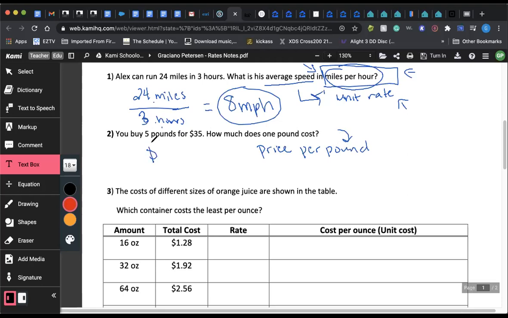So that means I need to do 35 divided by 5 pounds. What's 35 divided by 5? Student: 7. So it's $7 per pound. I'm going to get you used to abbreviations too by using these abbreviations. My slash means per. So $7 per pound.